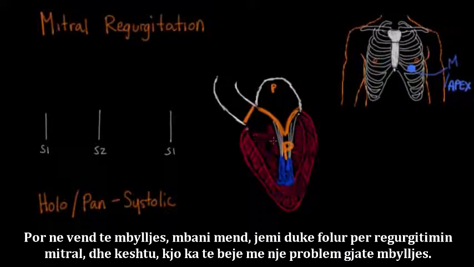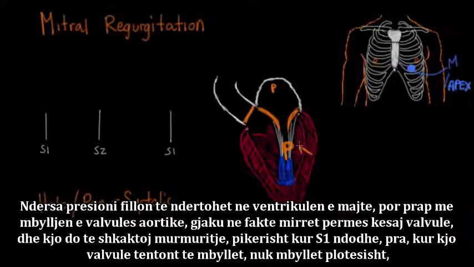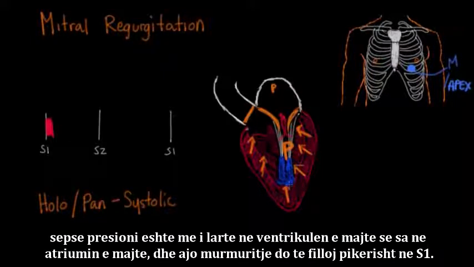But instead of closing, remember we're talking about mitral regurgitation. And so this is a closing problem. And so as the pressure starts to build in this left ventricle, but still with the aortic valve closed, blood is actually getting through this valve. And so that's going to cause a murmur right when S1 occurs. So right as that valve tries to close, it doesn't close fully, and because the pressure is higher in the left ventricle than the left atrium, you actually start that murmur right at S1.